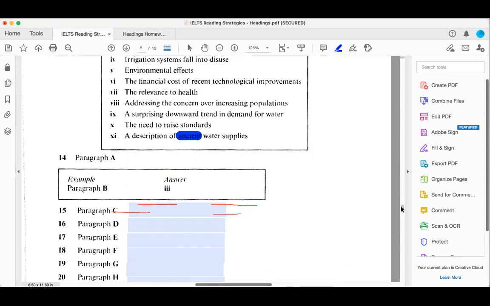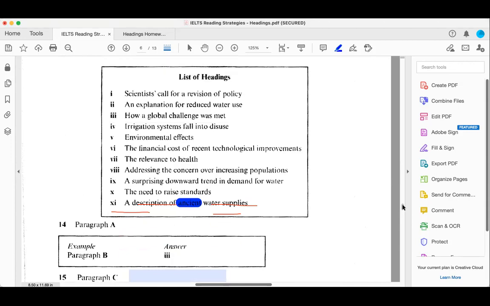All right. Scientists, yes or no? No, I don't know. Reduced water, yes or no? No. Irrigation system, yes or no? If you're not sure, go back. What does it tell you?